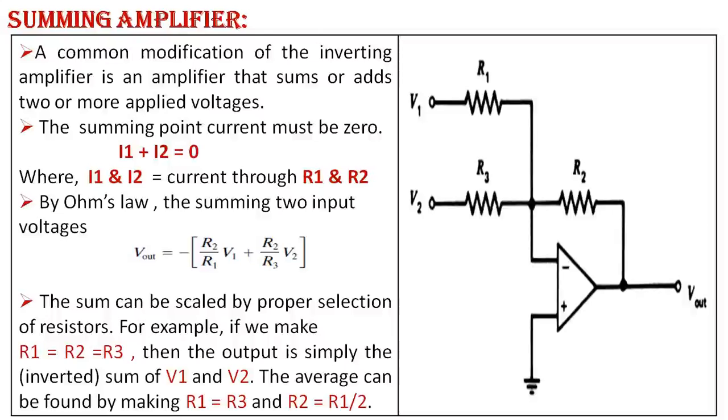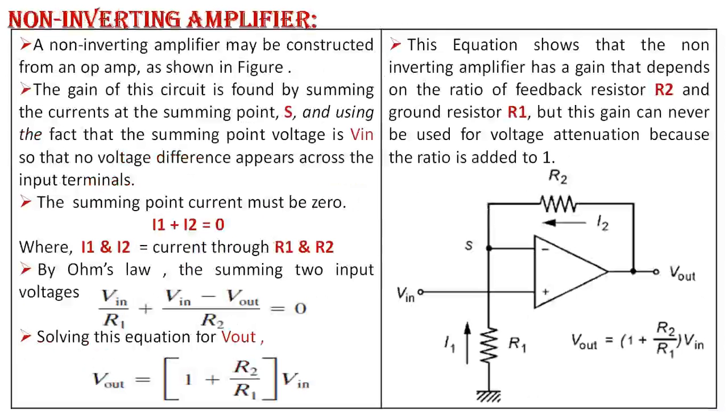The sum can be scaled by the proper selection of resistors. For example, if we make R1, R2 and R3 equal, then the output voltage is simply the inverted sum of V1 and V2. The average can be found by making R1 equal to R3 and R2 equal to R1 upon 2. Next one is the non-inverting amplifier.